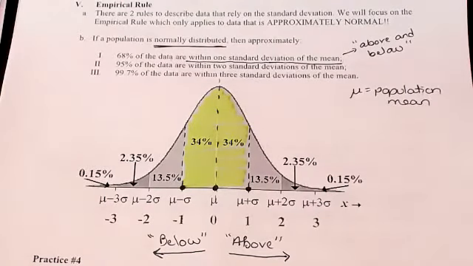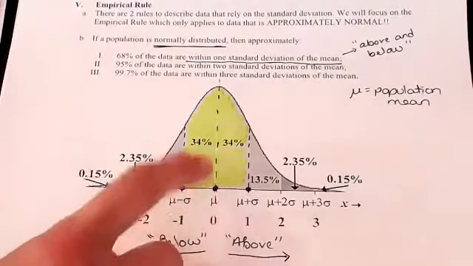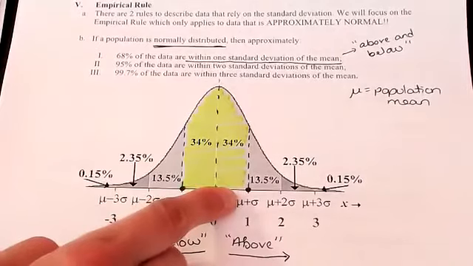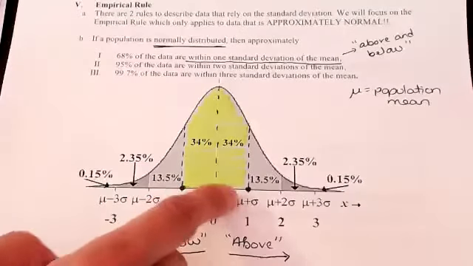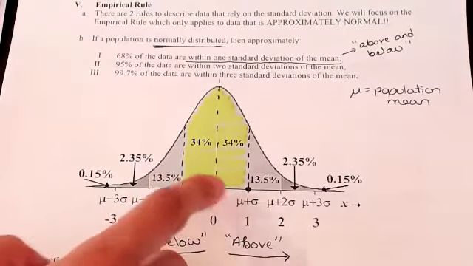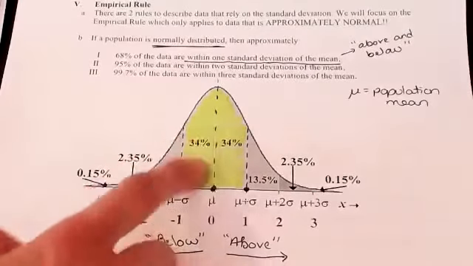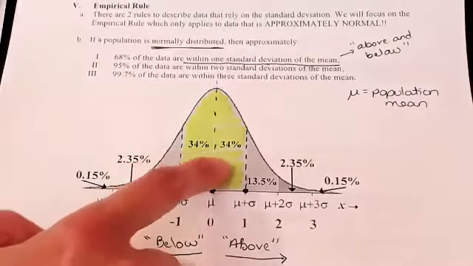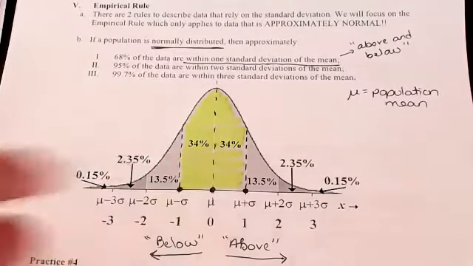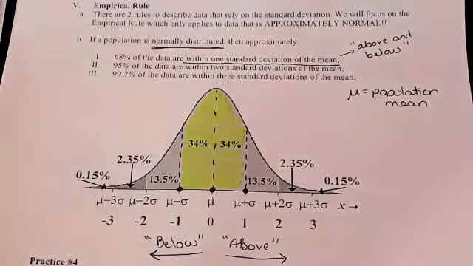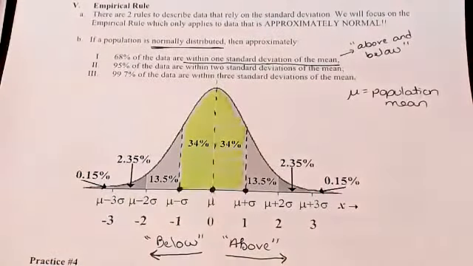Are we okay with that piece so far? That this chunk is 34% of the data and then this chunk is 34% of the data. So within one standard deviation from the mean, it's got to be 34 plus 34, which is 68. Are we okay with that? Yep. Sweet.